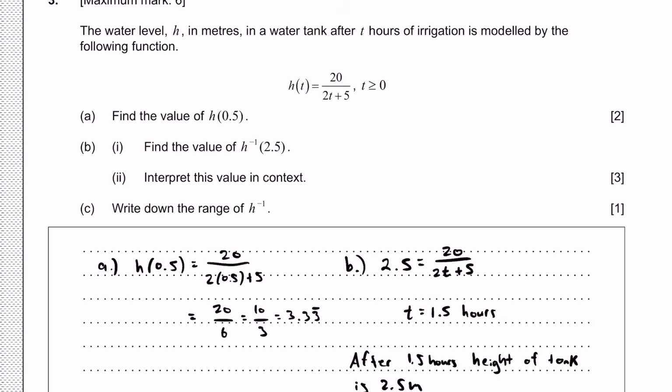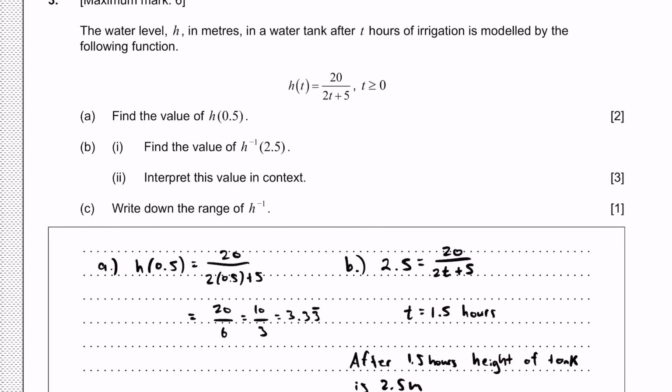In part C, we're asked to write down the range of H inverse. So what is domain and range once again? Domain refers to the set of inputs that we can feed into our function. In this case, the set of inputs of t: t is greater than or equal to 0. Put in any value you want for time, as long as it's greater than or equal to 0.